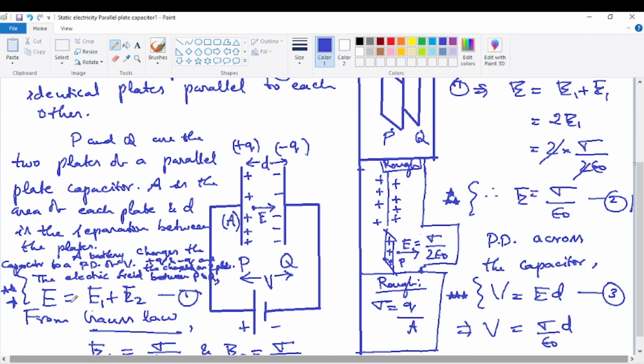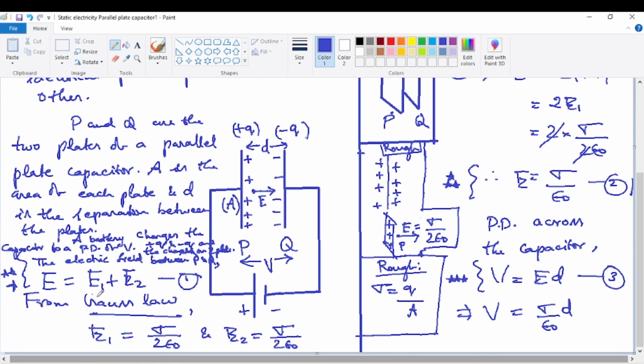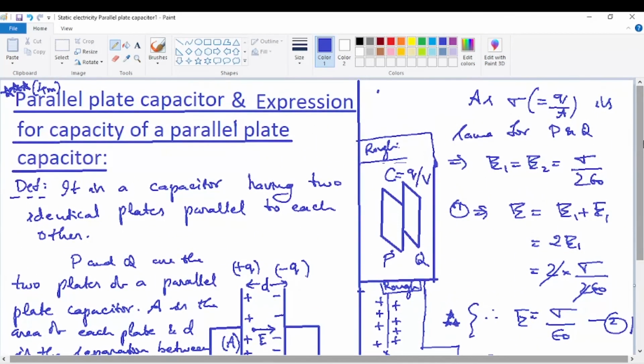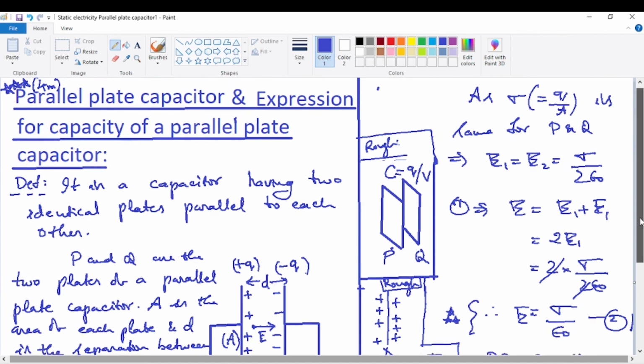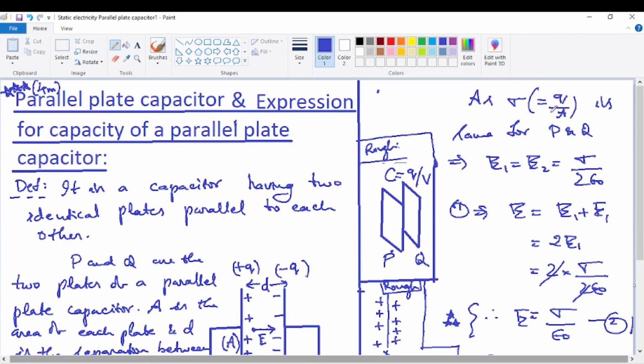What is the electric field between P and Q? E is equal to E1 plus E2. E1 is the field due to the first plate, so that need not be explained. That's understood here. Next, from Gauss law, E1 is equal to sigma by 2 epsilon naught. E2 is also sigma by 2 epsilon naught, as sigma is equal to Q by A, which is the same for P and Q. So here also sigma is equal to Q by A, the surface charge density. If it is written clearly, it's better.